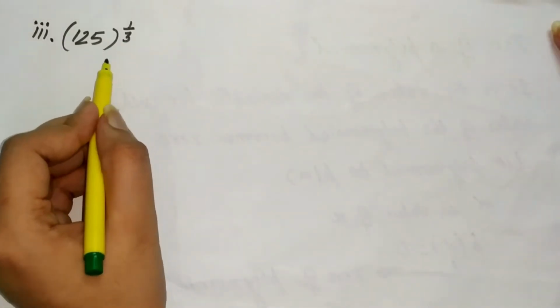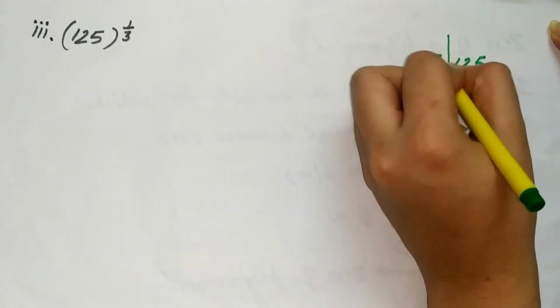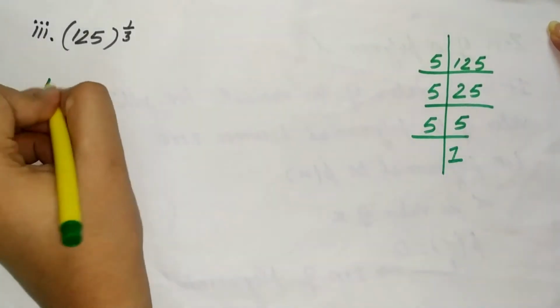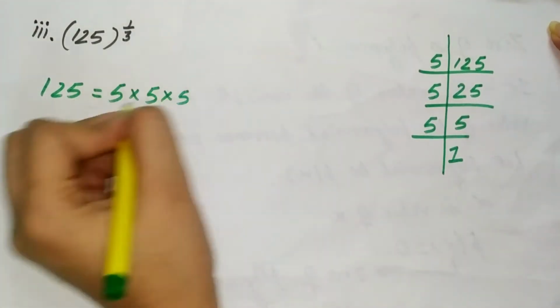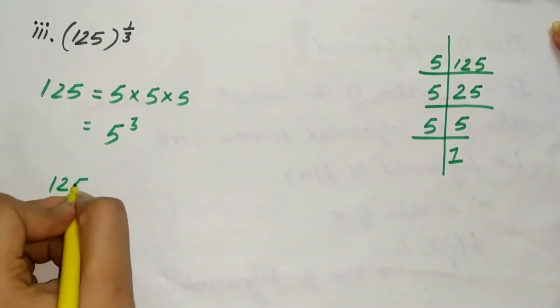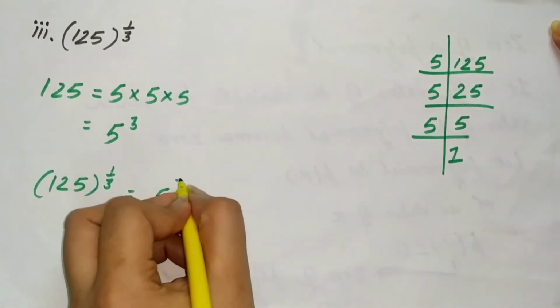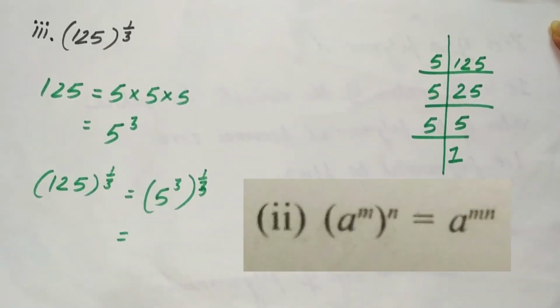Third part is 125 raised to the power 1 by 3. Find out the LCM of 125. 25 is divisible by 5. So 125 is equal to 5 multiply 5 multiply 5 or 5 raised to the power 3. So 125 raised to the power 1 by 3 is equal to 5 raised to the power 3 multiply 1 by 3, using laws of exponent.